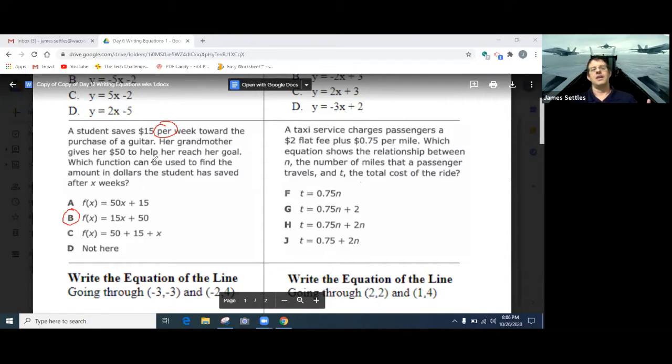Now, that being said, if more than one of these would have been 15 next to x, then the number that's left over would have been what we call the y-intercept. And so that 50, which is right here, is the y-intercept. All right.